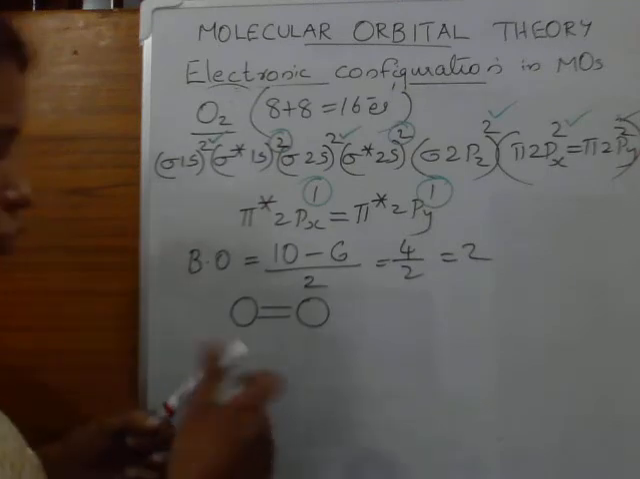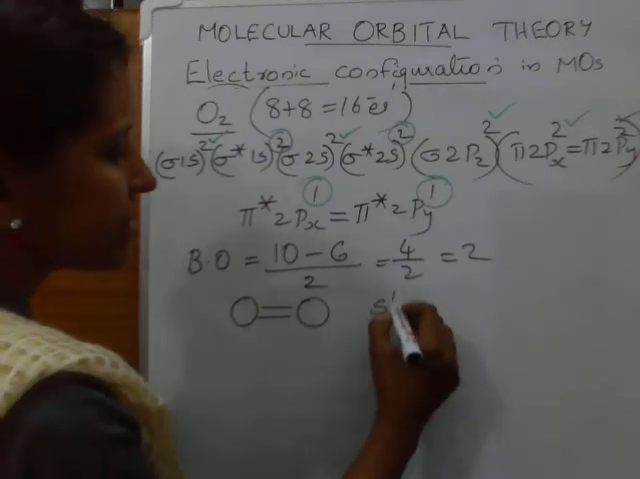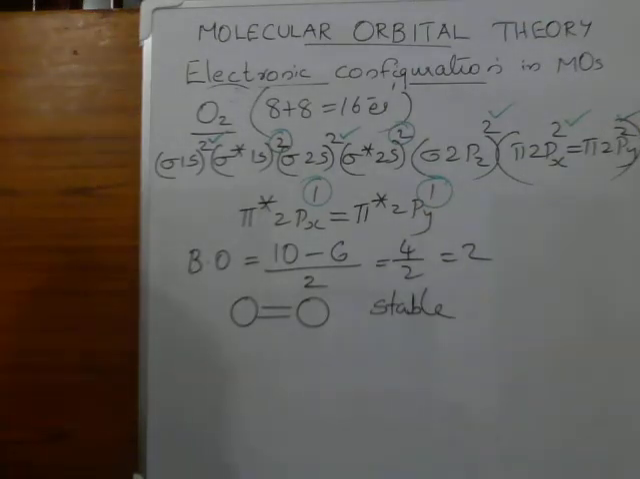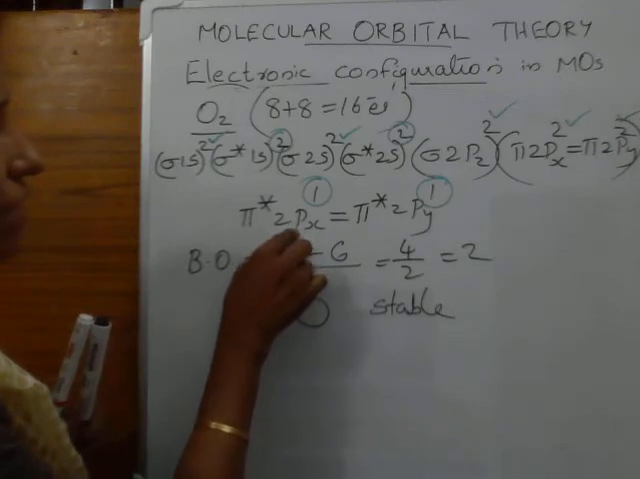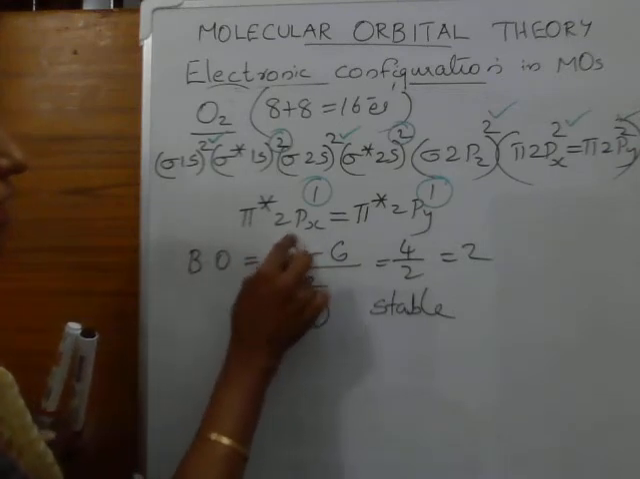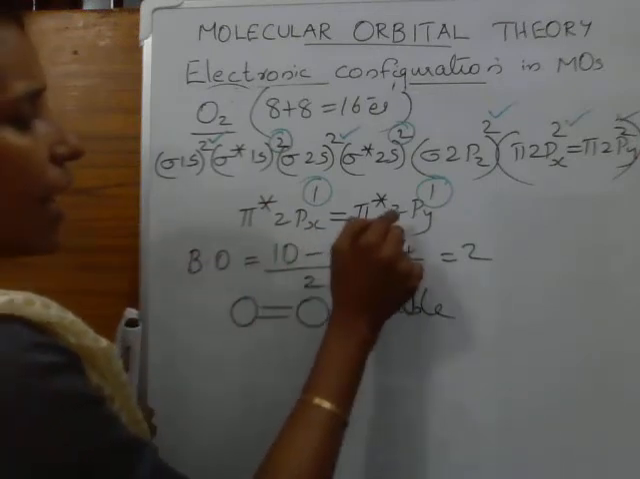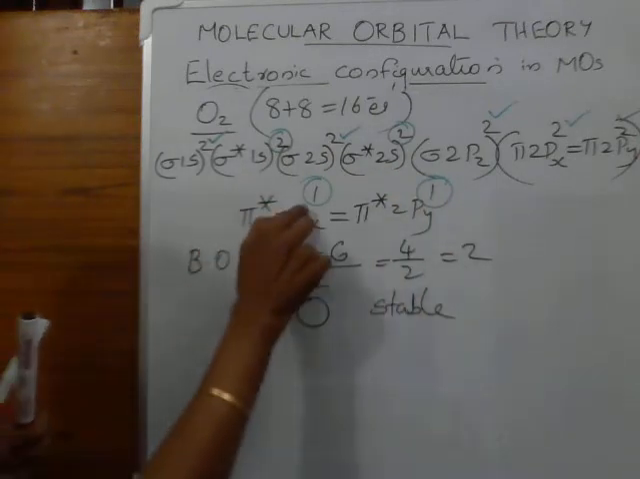And bond order is 2, which means the O2 molecule is stable. Oxygen is a stable molecule. What is its magnetic behavior? It contains a single electron in pi star 2px and a single electron in pi star 2py. That means the antibonding 2px and 2py molecular orbitals contain unpaired electrons.